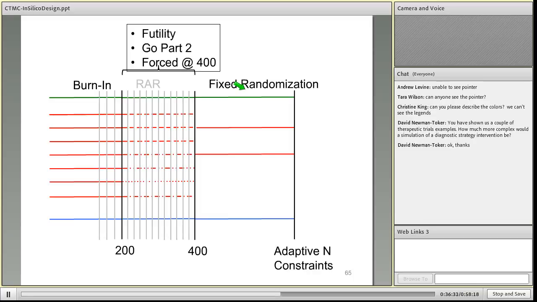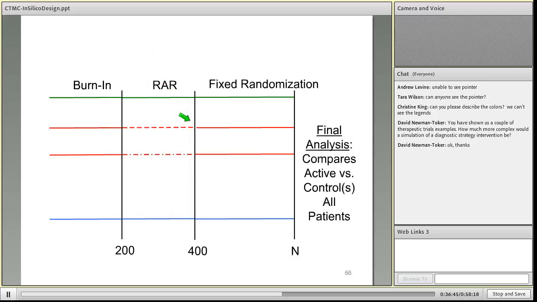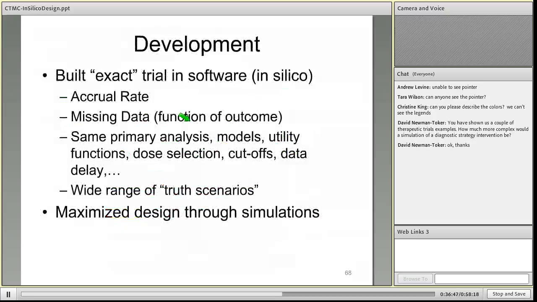And then the phase 3 part looks rather like a fixed trial. But the sample size was created by the phase 2 part based on the effect sizes. Oh, here's how big the trial should be. So I'll jump forward a little bit.